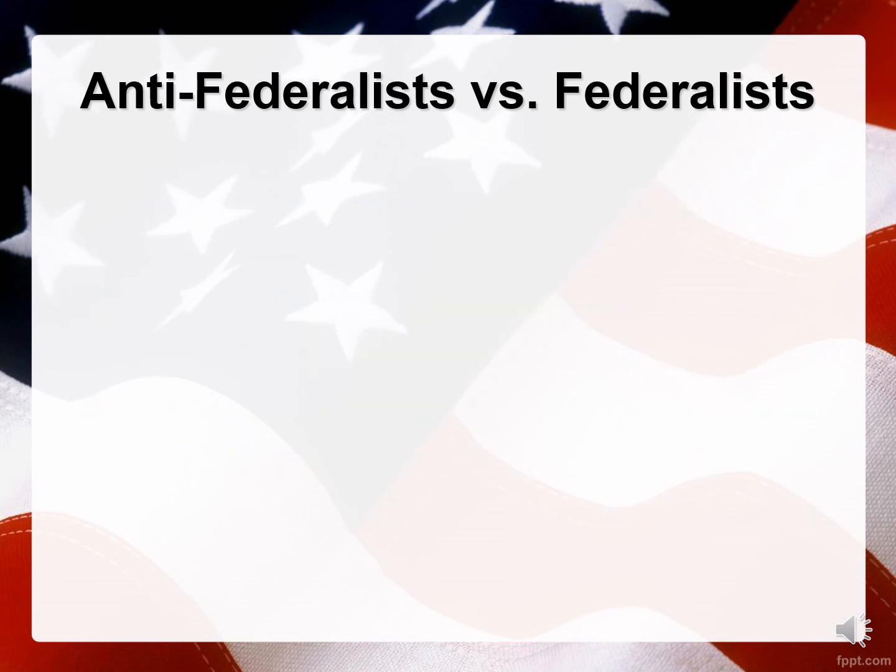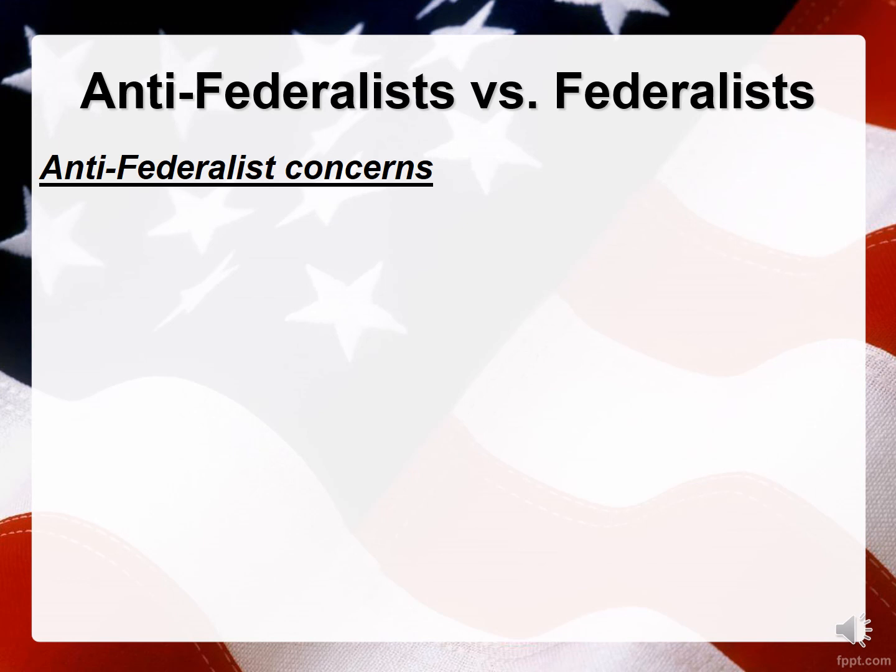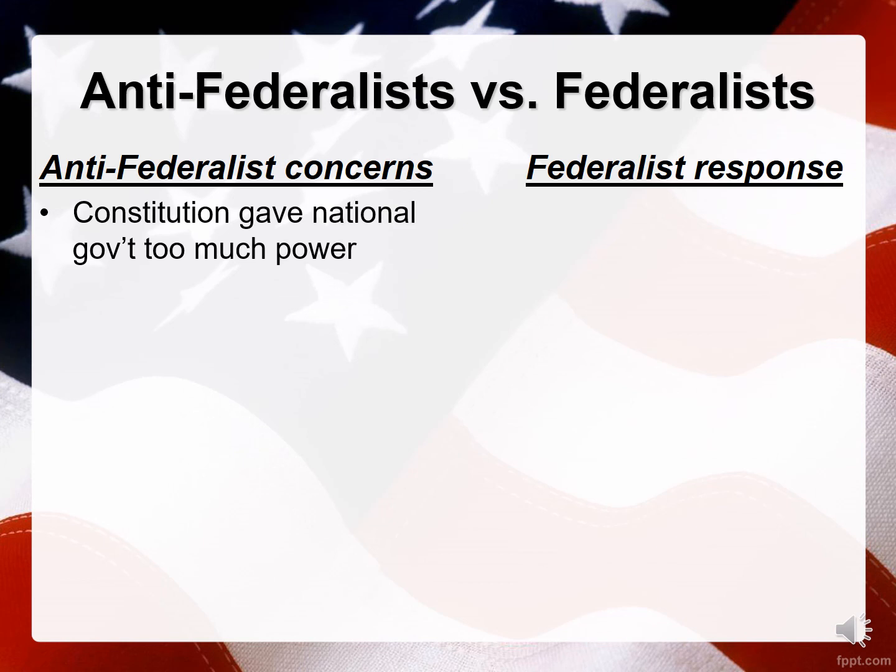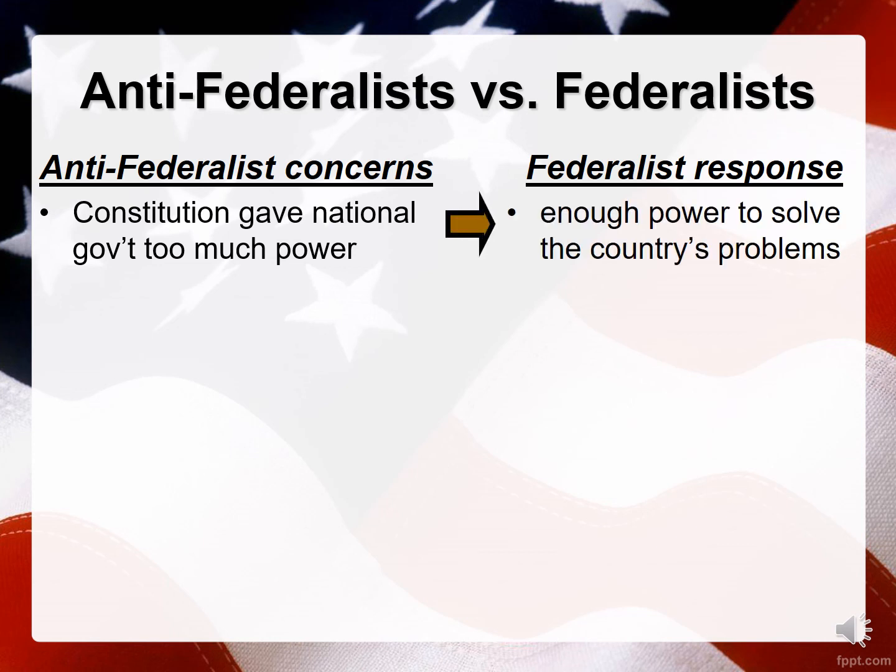Now, during the discussions, the Anti-Federalists had concerns, and then the Federalists responded to these concerns. As you go through, you start to see how the weaknesses of the Articles of Confederation and the concerns of the Anti-Federalists were addressed by the Federalists. One of them was that the Constitution gave a national government too much power. The Federalists responded by saying that no, the Constitution gave enough power to solve the country's problems.